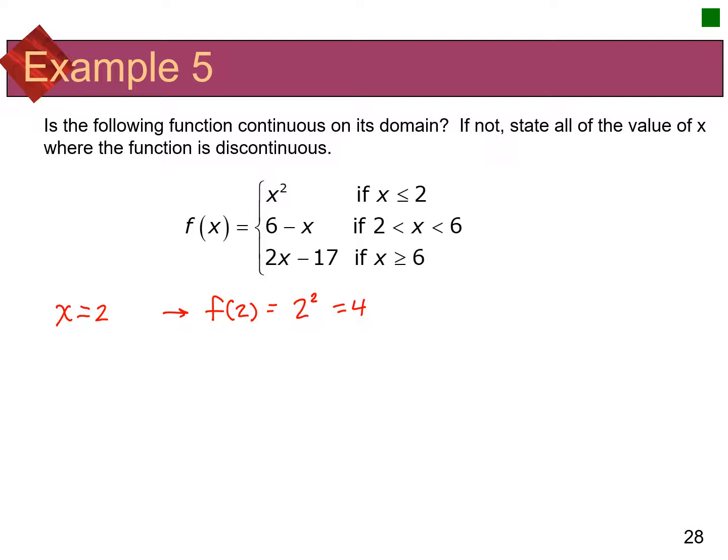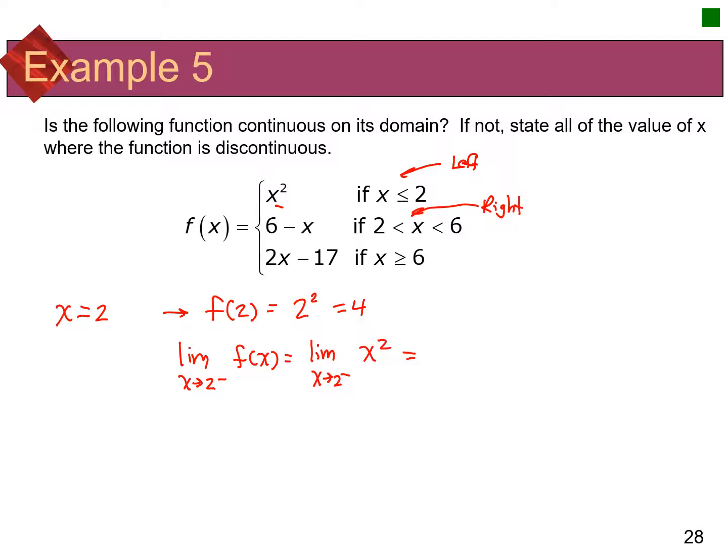So now, since I'm using one function as I approach from the left, so this would be approaching from the left up here, values that are smaller than 2. This would be approaching from the right up here. I want to see if those two limits agree with each other. And if they do, and they both equal f of 2, then I'm continuous. So I'm going to do the limit as x approaches 2 from the left of f of x, which means I'm going to do the limit as x approaches 2 from the left of x squared.